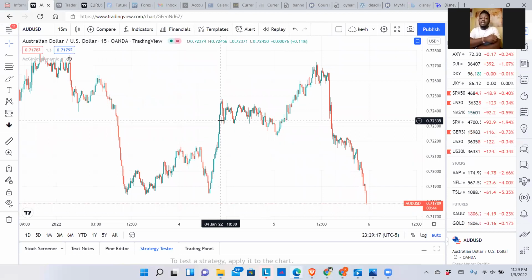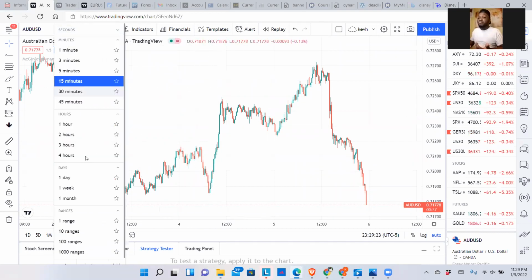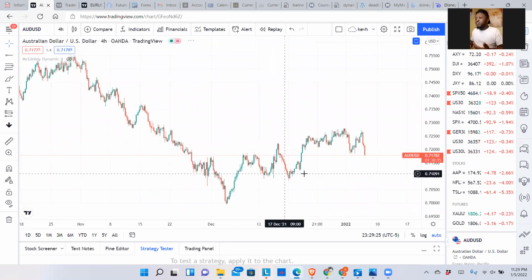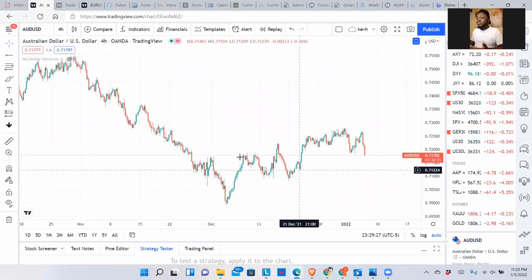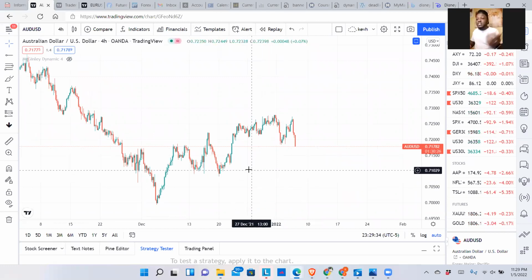It does work, just getting your entries on the 15 minutes. You won't go wrong. If you're doing your intraday, be comfortable. Go to the 4 hours. See what actually is happening in the market. Just see the general direction.